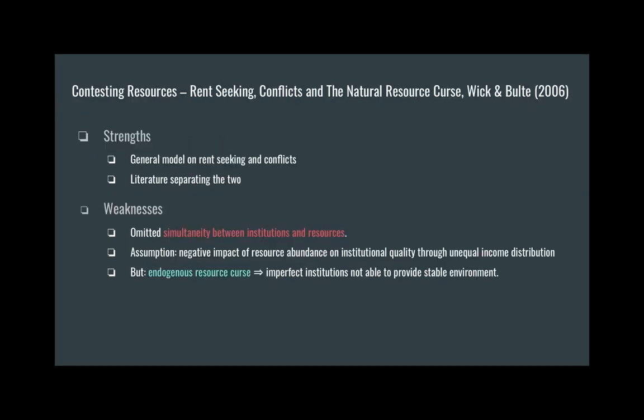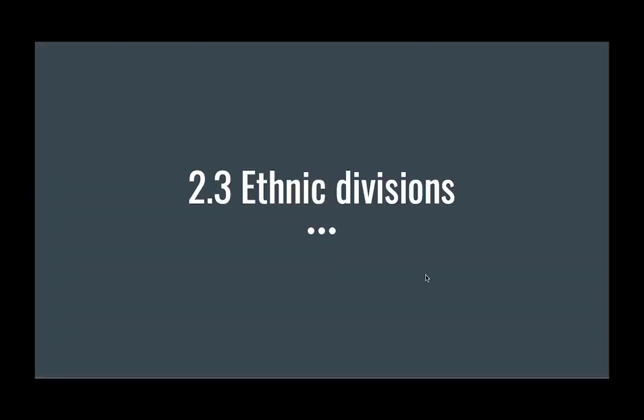While the authors used a different approach than the literature with the general model, they seem to have omitted the simultaneity between institutions and resources. Only resource abundance is assumed to have a negative impact on institutional quality, whereas we saw that the resource curse is also endogenously impacted by imperfect institutions, not able to provide a stable environment.